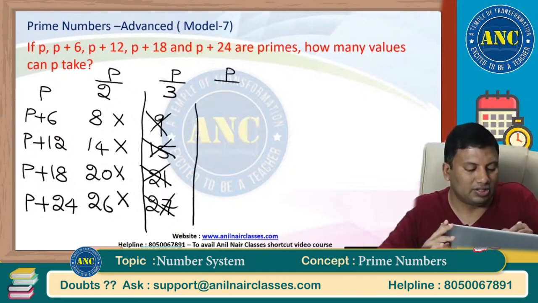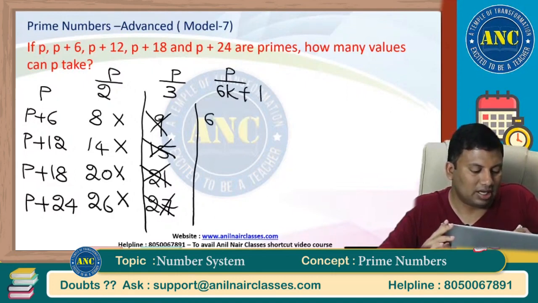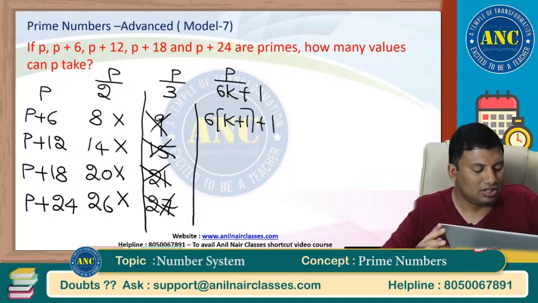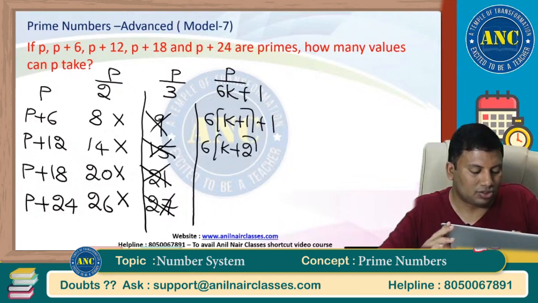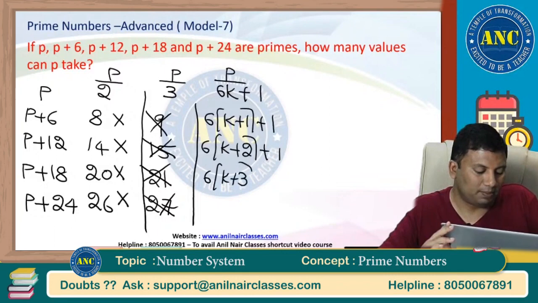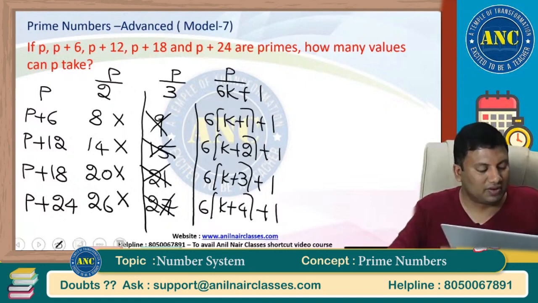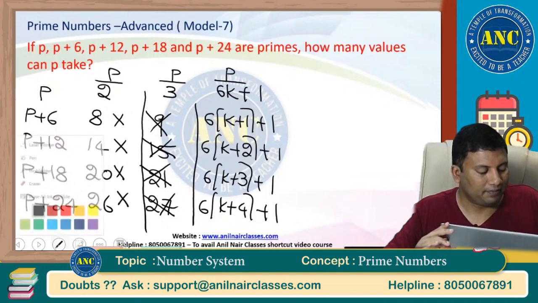If P is 6k plus 1, then the terms are 6k plus 7, which is 6 into k plus 1, plus 1. 6k plus 13 is 6 into k plus 2, plus 1. Then 6 into k plus 3, plus 1, and 6 into k plus 4, plus 1. Now see here. Listen carefully.